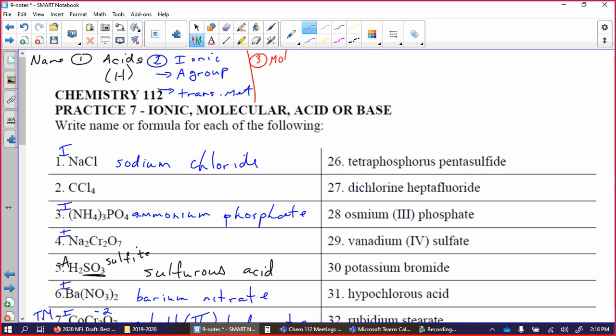Three, molecular, which should be, if you've identified all of the acids, then all of the ionic compounds, the molecular should be all that's left, and those are just prefixes. Carbon tetrachloride, chloride, because, oh, apparently I skipped over that one. Sorry. Because sodium is a metal. Sodium.